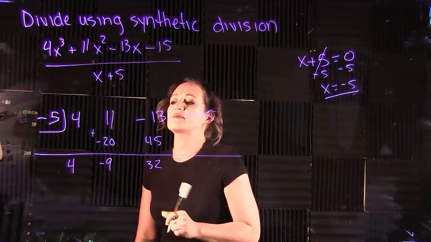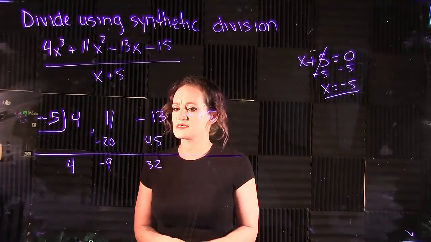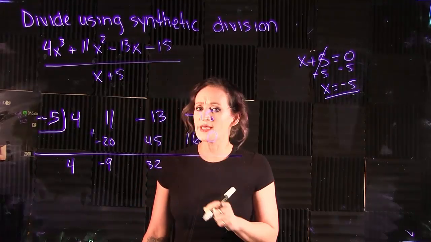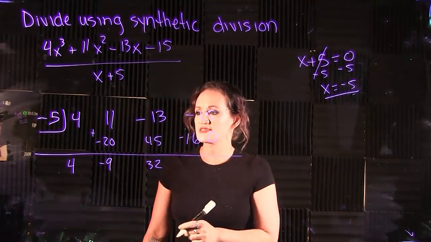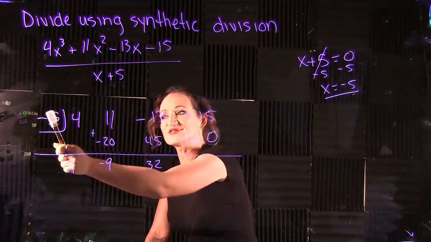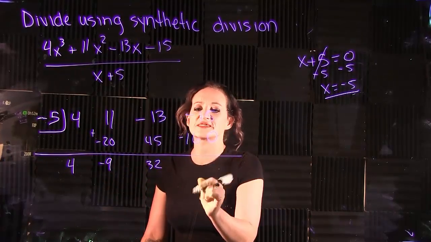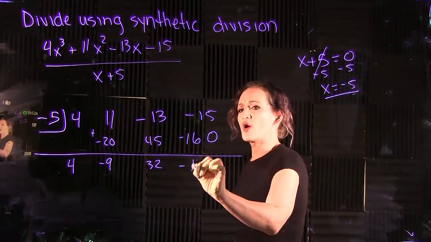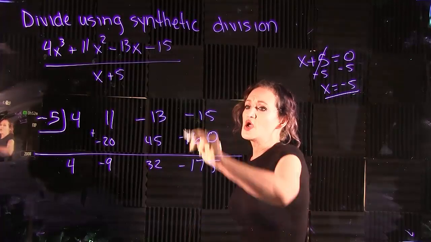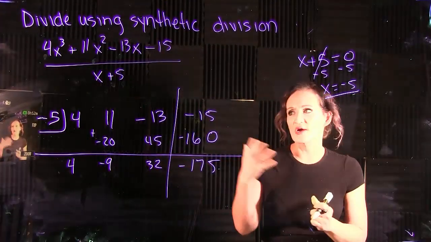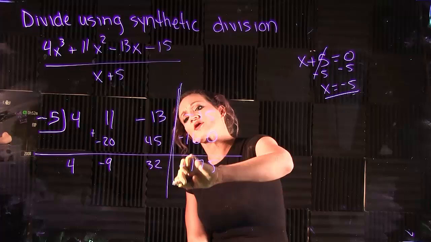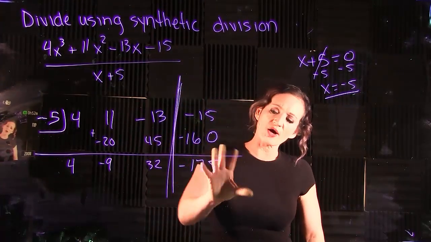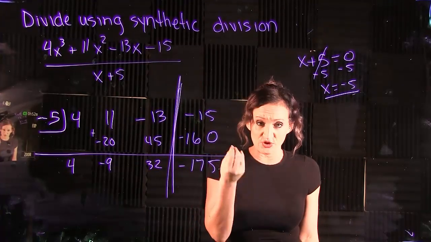32 times negative 5 is, let me see, a negative 160, sorry. Positive 32 times negative 5 is negative 160. And when we add this column, we get a negative 175. The way that you write your answer for synthetic division, you want to mark off the final right column over here. What's left in the bottom right box is your remainder for your problem.